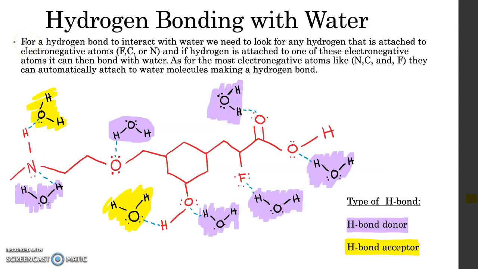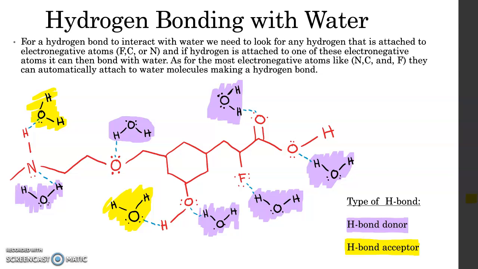So before I continue to the next slide, I just want to talk about hydrogen bonding with water. For a hydrogen bond to interact with water, we need to look for a hydrogen that is attached to electronegative atoms like fluorine, oxygen, or nitrogen. And if this hydrogen is attached to one of these electronegative atoms, it could then bond with water.